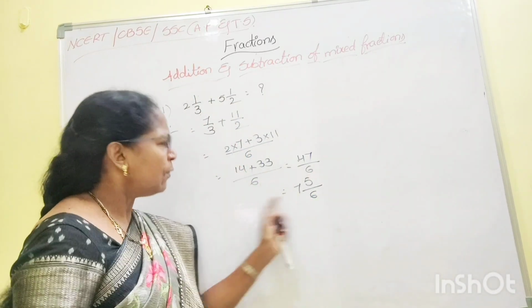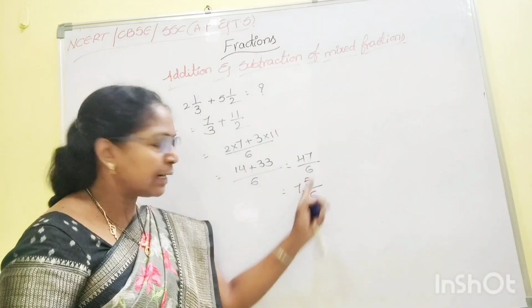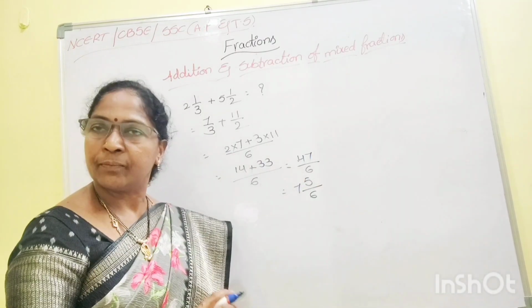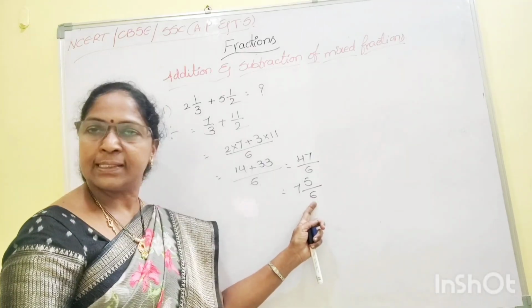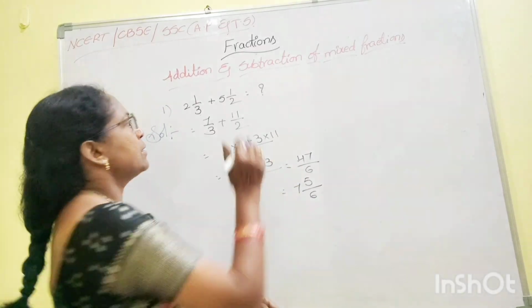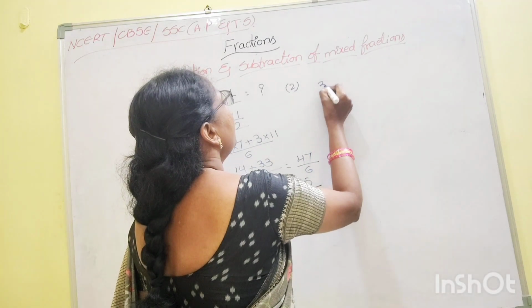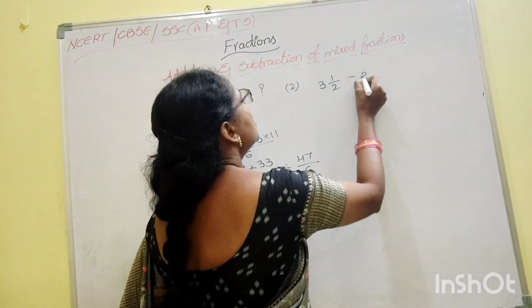This is the answer. Now you have to check once, is it correct or not? Here 7 6s are 42, 42 plus 5, 47 divided by 6. This is the answer. One subtraction sum just here, 3 1 by 2 minus 2 1 by 3.